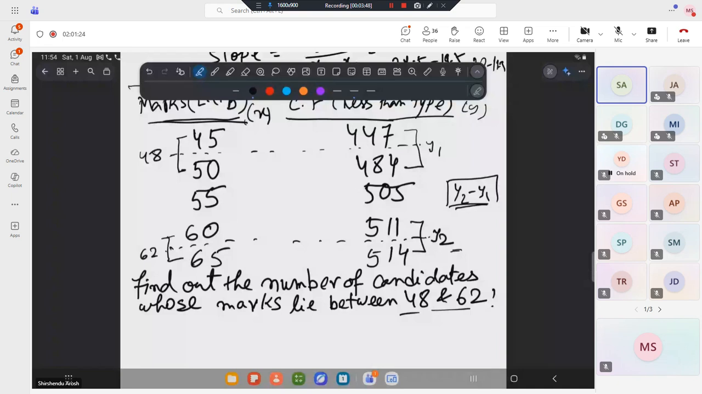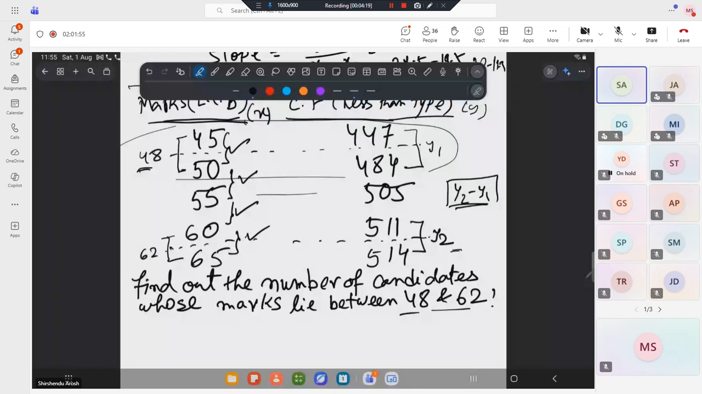But please make sure the 48 interval is different from the 62 interval. As I told you, in between this it is piecewise linear, in between this it is piecewise linear, and so on. So I cannot take the same slope for every case. This is a different slope, this is a different slope, and so on. So I have to take care of this particular area and then find it out.